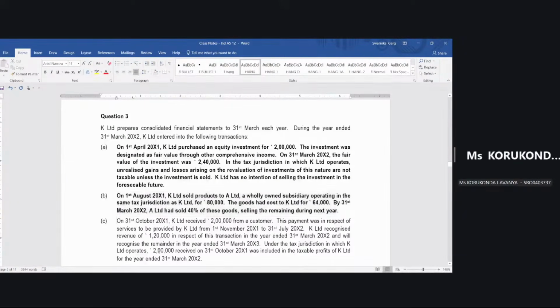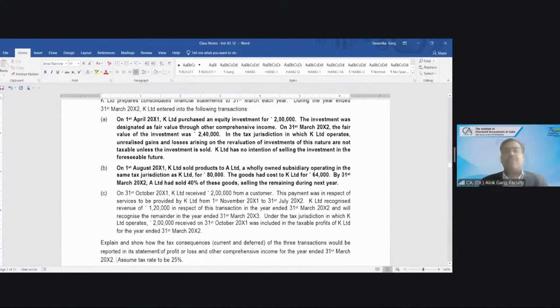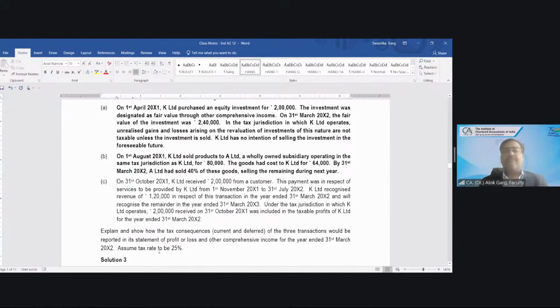Third question. On 31st October 20x1, K Limited received 2 lakh rupees from a customer. This payment was in respect of services to be provided by K Limited from 1st November to 31st July. Means the payment has been received in advance. So what is the accounting entry, Sachi? The payment is received in advance from the customer. Bank account debit to advance from customer liability. Okay.